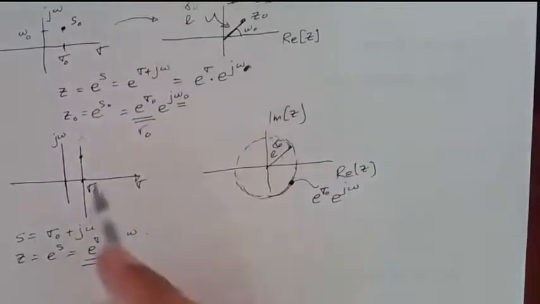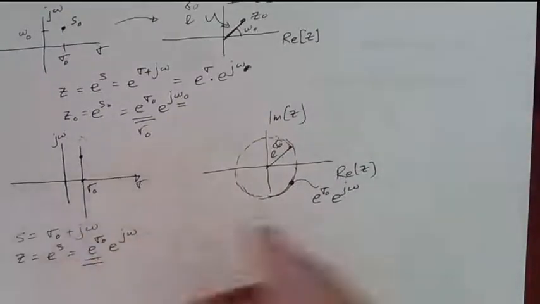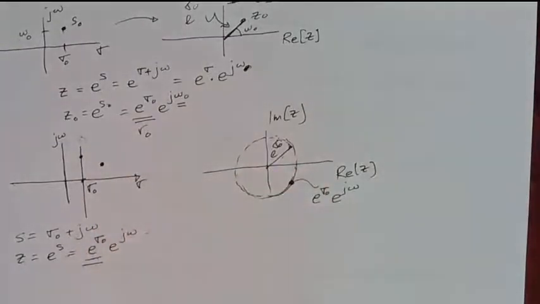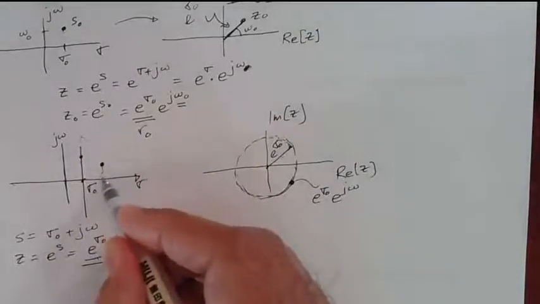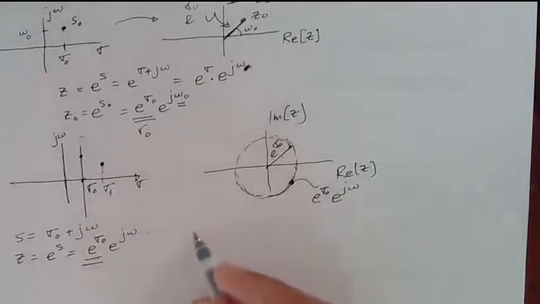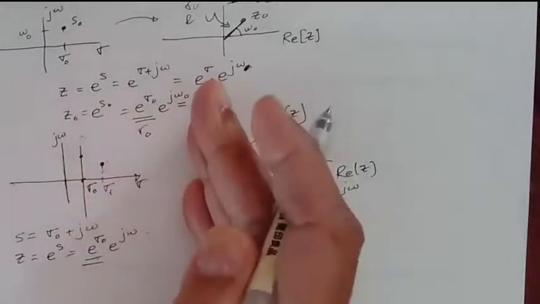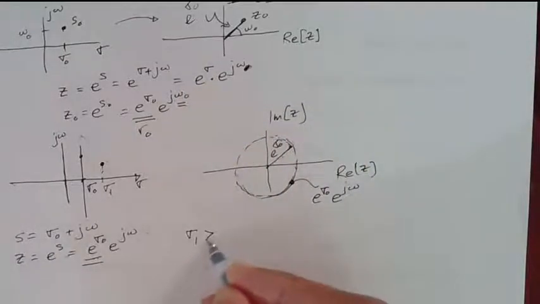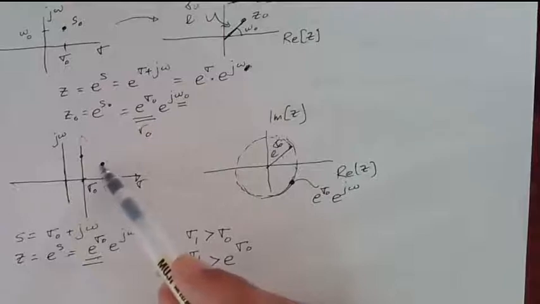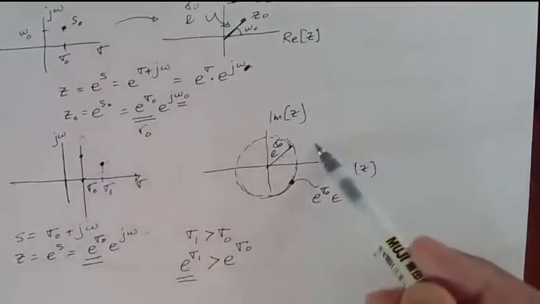Okay, what about the right side of the line and the left side of the line? Well, suppose I pick any point on the right side of this line. This point will correspond to some value sigma 1. Sigma 1 is going to be greater than sigma 0. So for any point on the right side of this line, sigma 1 will be greater than sigma 0. If sigma 1 is greater than sigma 0, then e to the sigma 1 will also be greater than e to the sigma 0. And e to the sigma 1 is the radius of the point corresponding to this one in the z-plane.